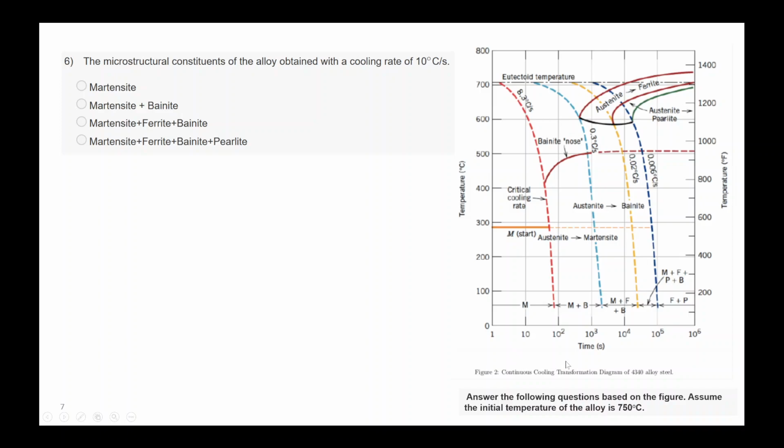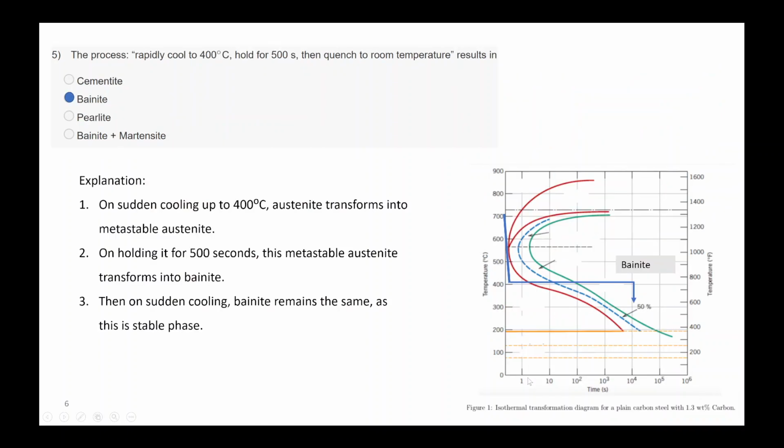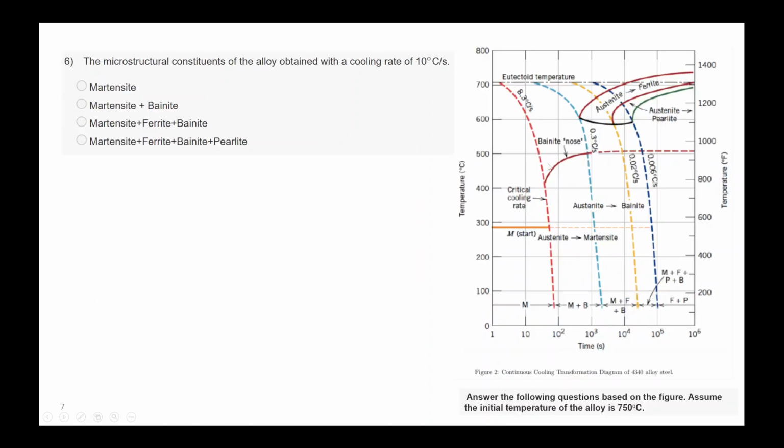Next question is based on the continuous cooling transformation curve, and previous ones were related to a TTT curve or your isothermal transformation curve, where you had to hold your steel at a particular temperature. Here you are continuously cooling. So in this curve, you can see there is bainite formation, austenite to ferrite transformation and austenite to pearlite transformation. So there will be various mixtures of formations.